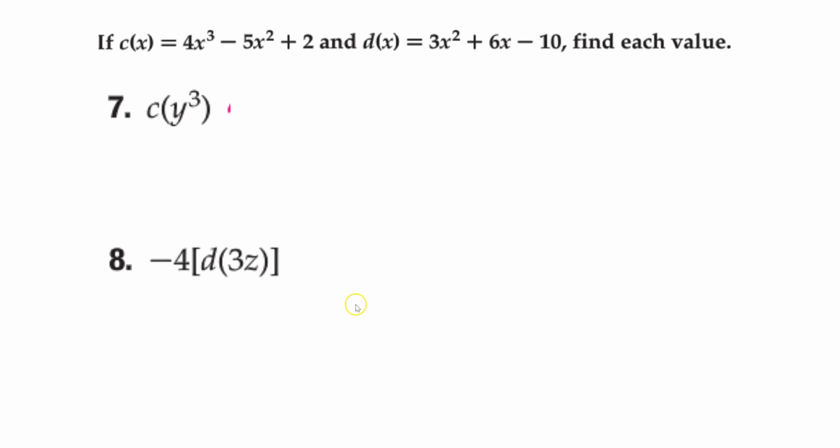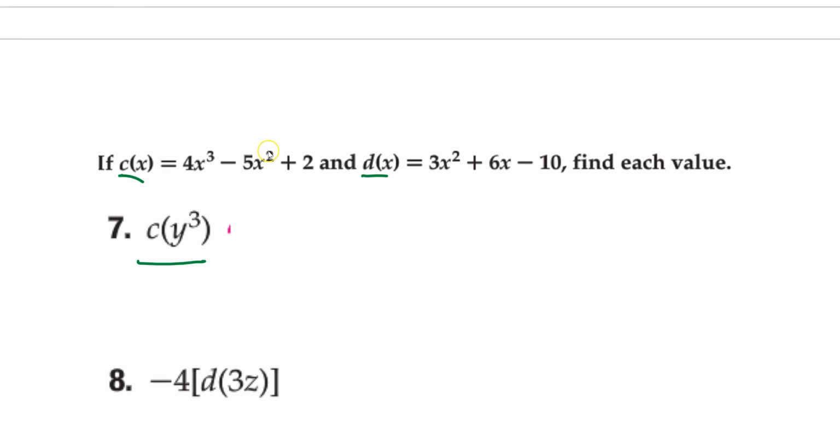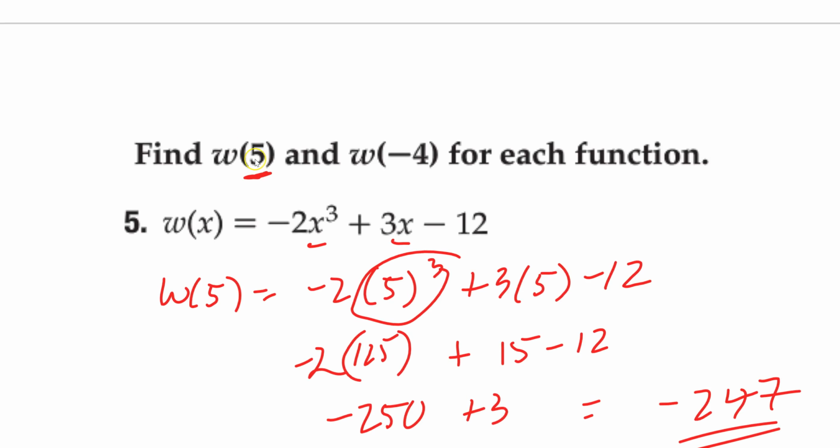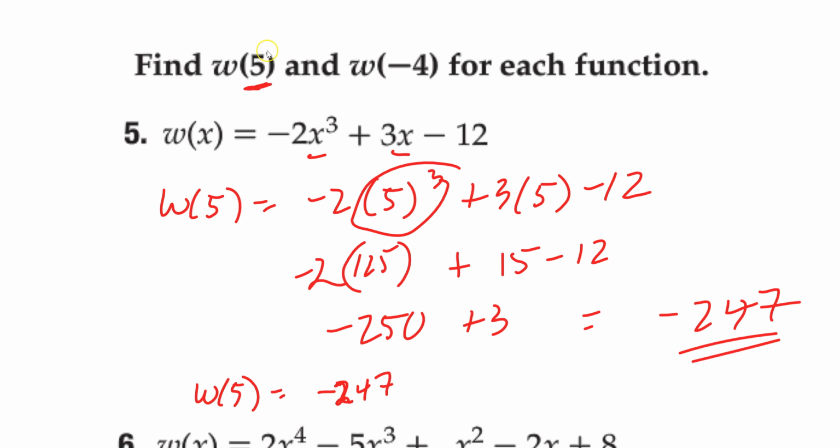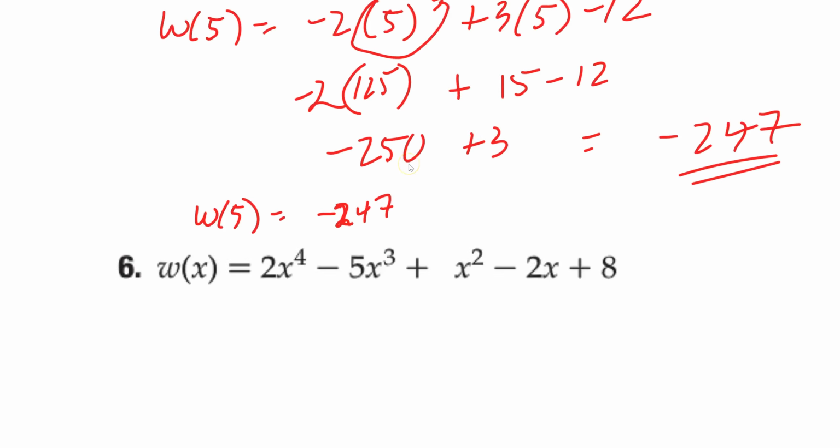Now let's get a little more interesting here. This is going to get fun. Okay, so we're used to having f and g be functions. In this case, c of x is my function and d of x is my function. And I want you to find each one. So they want me to find c of y cubed. Now again, just like up here, when we plugged in 5, it doesn't matter what that thing is. That could be a 5, it could be a triangle, it could be 15. Whatever is in that parentheses, you plug in for the x's.